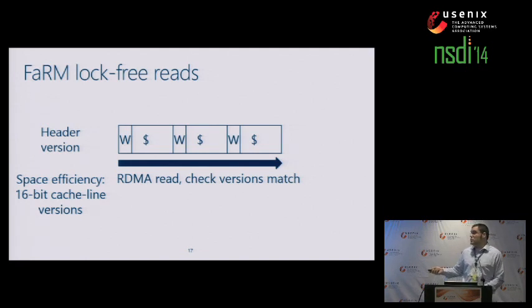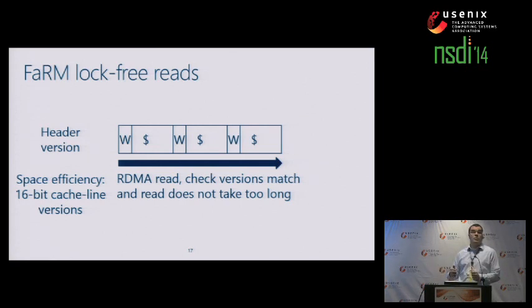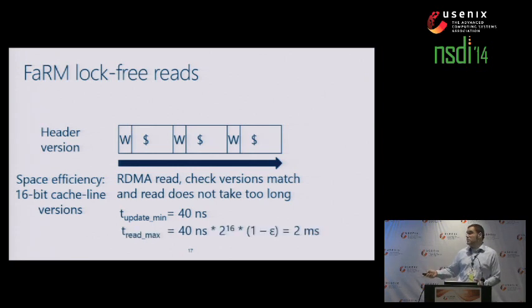So in addition to checking versions, we also measure how long it takes to perform an RDMA read. And if it takes longer than it would take updaters to overflow one of the cache line versions, we discard the read. Otherwise, we can accept the results. Let me show you an example. Let's say that for a particular size of the object, the minimum time to update an object is 40 nanoseconds. That means that the maximum amount of time we can tolerate the RDMA to take is basically 2 milliseconds. This is 40 nanoseconds times 2 to the power of 16, because we have 16 bits, times 1 minus epsilon, where this factor accounts for clock drift.